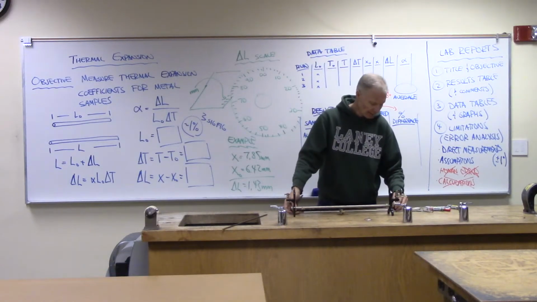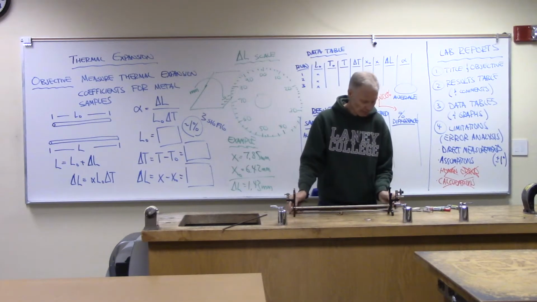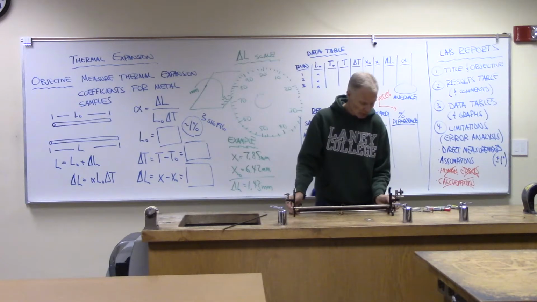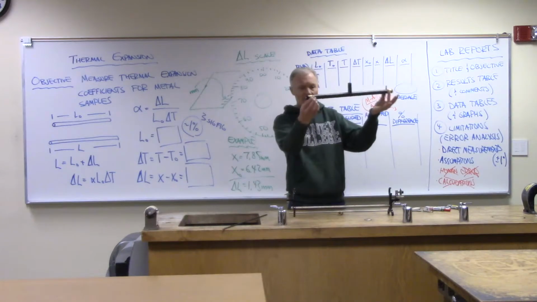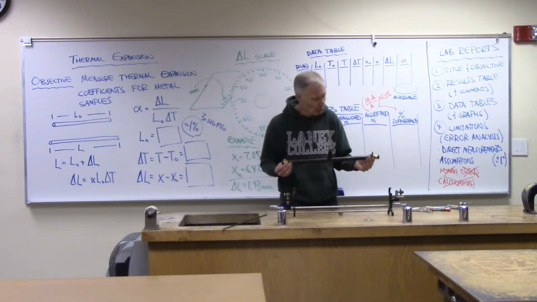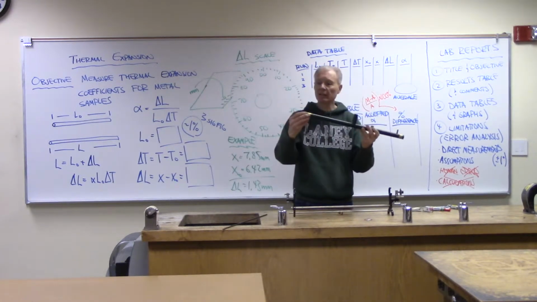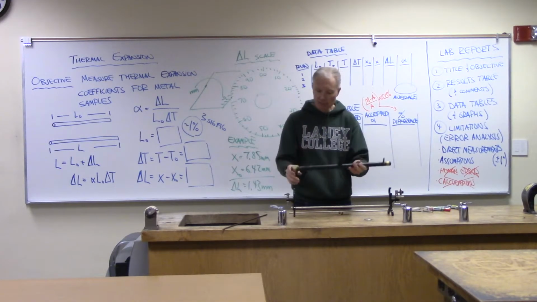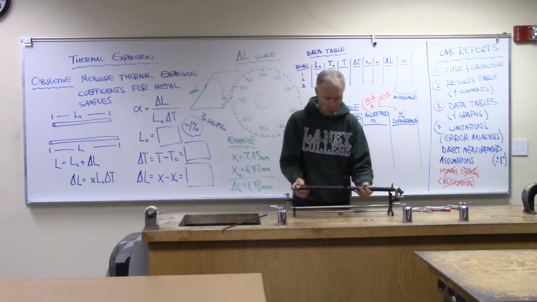I've got another rubber stopper on the other side. So here's what the setup looks like. I've got my metal sample inside, I think it was the aluminum one, that I've placed inside here. I've got rubber stoppers on both sides. I'm going to place it back in this support structure.